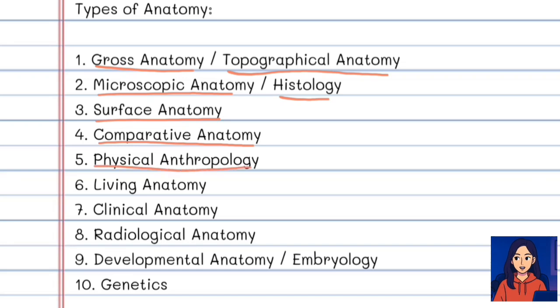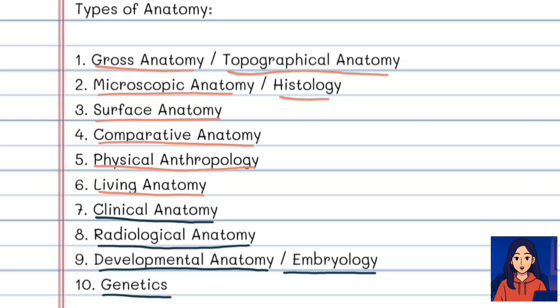Physical anthropology examines human evolution and variations. Living anatomy is observed in living beings using techniques like inspection and imaging. Clinical anatomy is directly applied in medical practice. Radiological anatomy uses imaging tools such as X-rays, CT scans, and MRIs. Developmental anatomy or embryology explores how the body forms and changes before birth. Genetics studies heredity and genes that determine body structure.